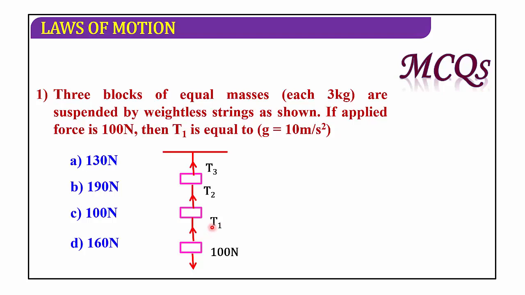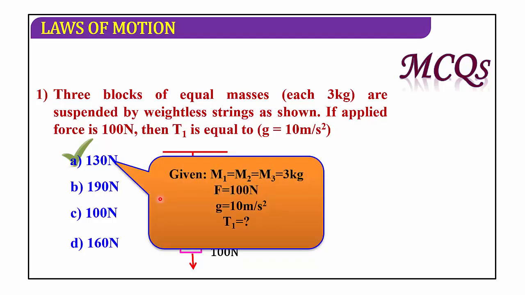So, what is the formula? T1 equal to F plus M1 into G. This equation you have to use here. Everything is given, calculate, and the right option is option A. You will get the answer 130 Newton. So, how did we get this answer?